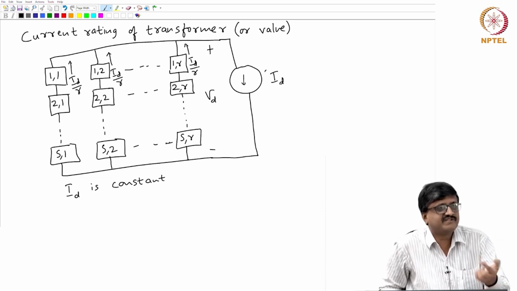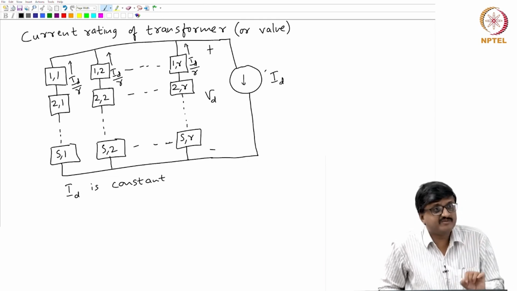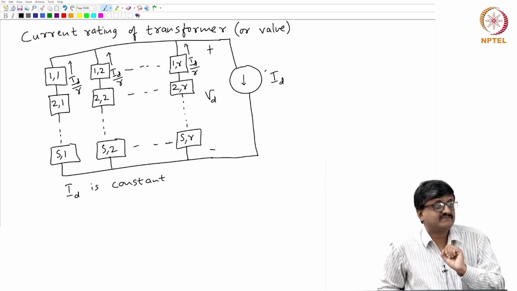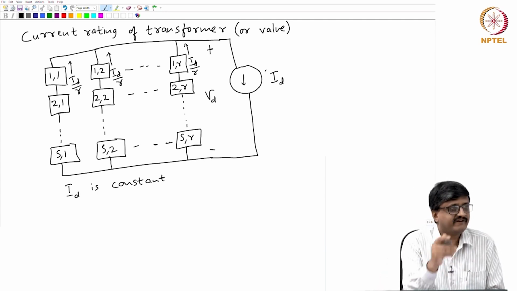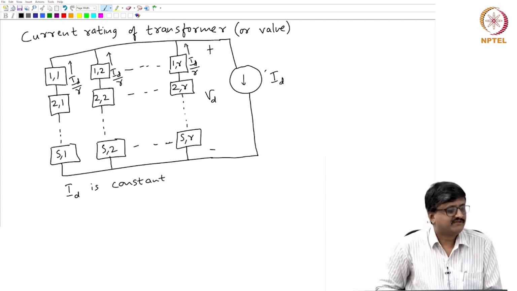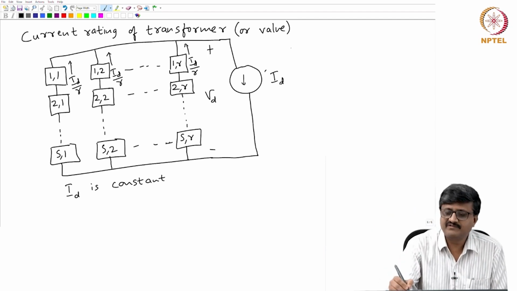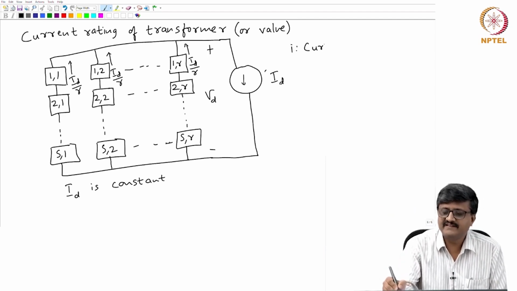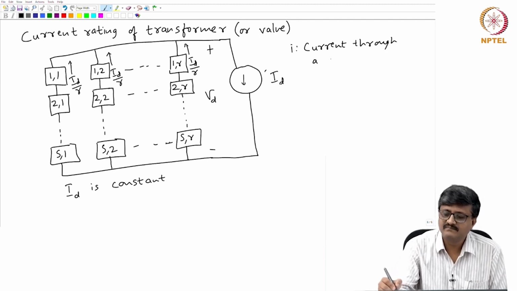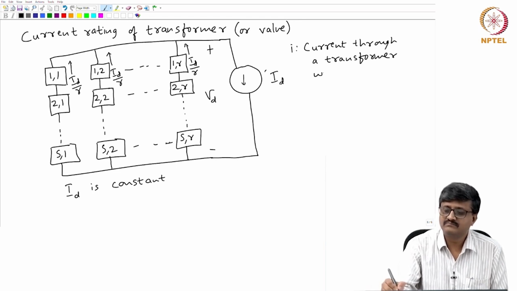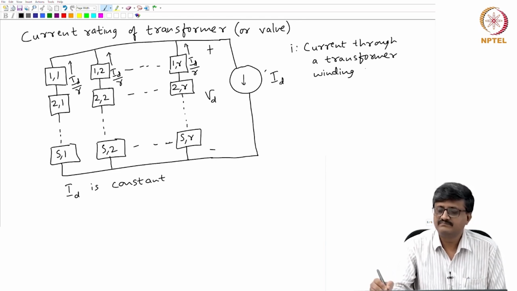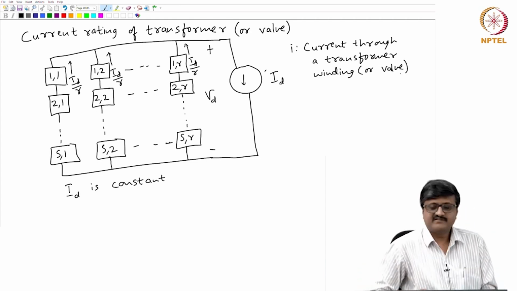There are S number of commutation groups in any parallel path. In each commutation group there are Q paths. What is the current in each of these paths? That is the current I am looking at. I want the current rating of the transformer winding which is in each of these Q paths. What is the shape of the current? Suppose I is the instantaneous current through a transformer winding, or a valve, of course, because they are connected in series.